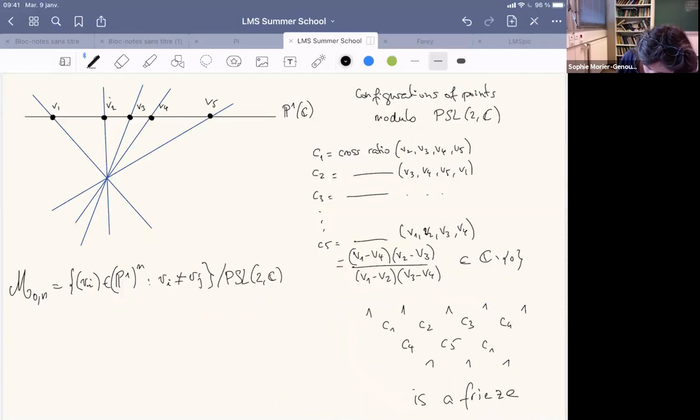And for n equals 5, that's the same as frieze of width 2. And this is true in more general settings, that when n is odd, this set can be identified with the set of frieze of width n-3. Okay, so this is a geometric interpretation of the frieze. That's the same as the space.